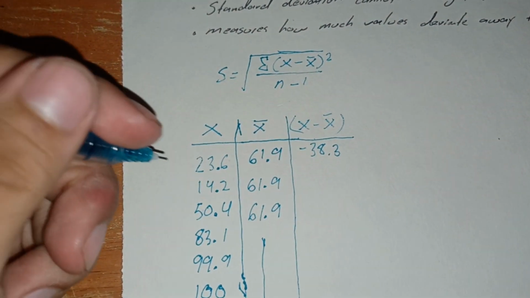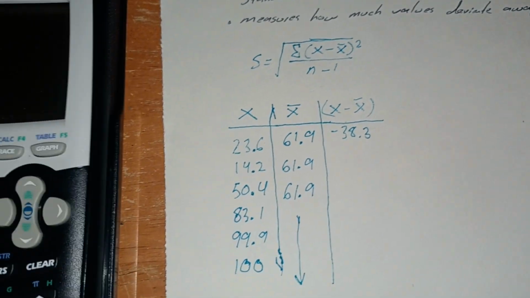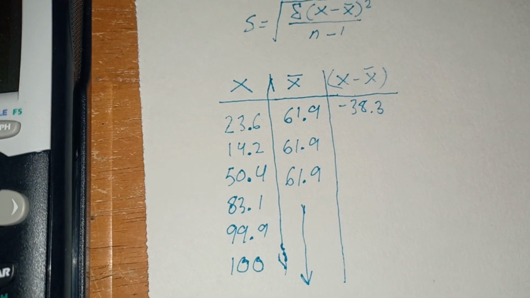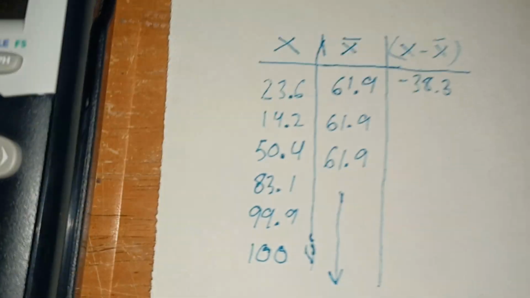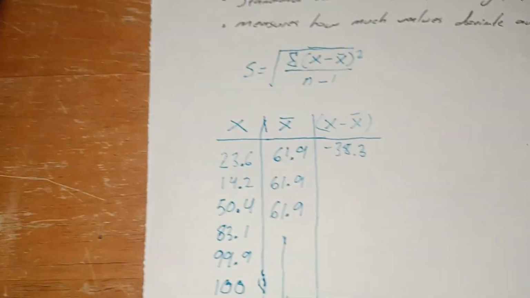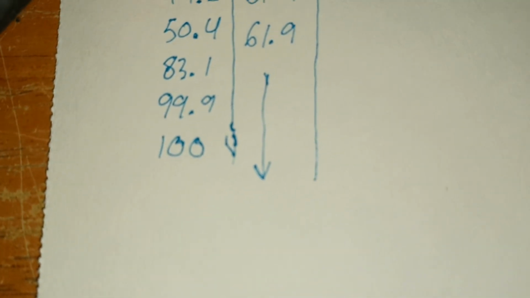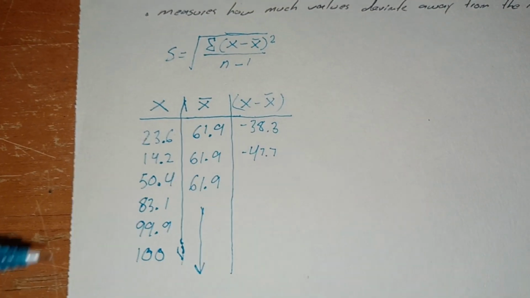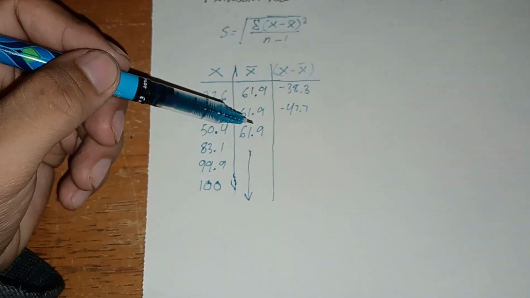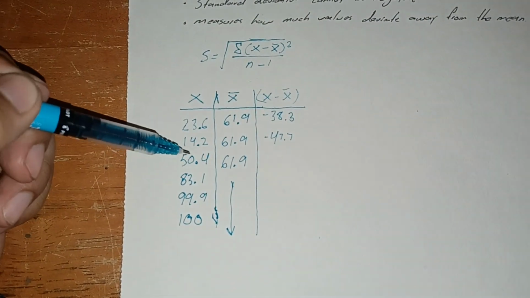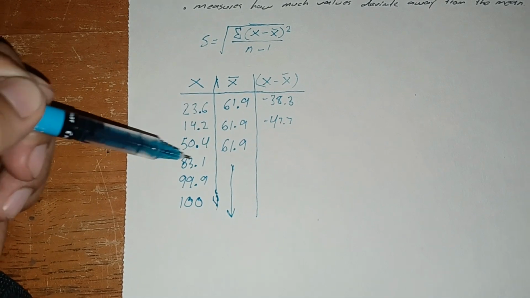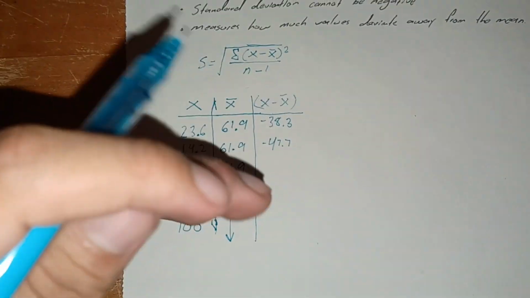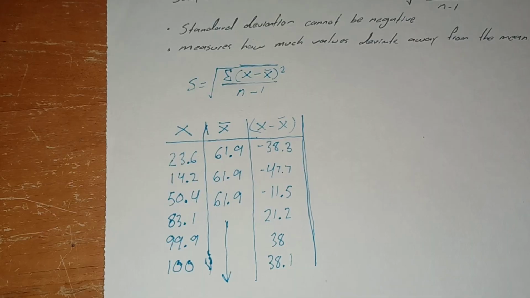And for the next one, 14.2 minus 61.9. So 14.2 minus 61.9, that is going to give us negative 47.7. Negative 47.7. Just like that. So you just want to go ahead and do this for these values, every single one of them, 50.4 all the way down to 100. You want to keep doing that for all those values. So we're going to return and we'll see what we got.